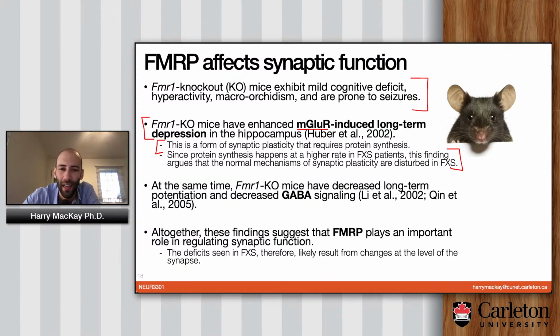Oh, I forgot to mention, if you don't know what macroorchidism is, it means large testicles. Orchid means testicle. So the surgery to castrate animals is sometimes called an orchidectomy, and that's because the word orchid means testicles.